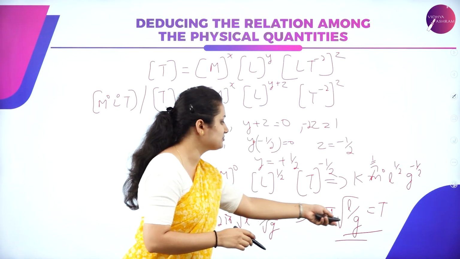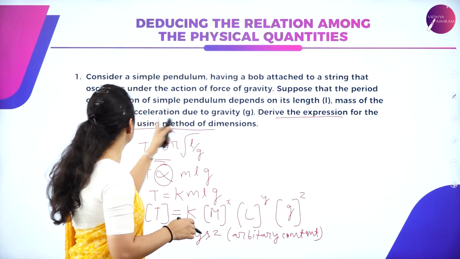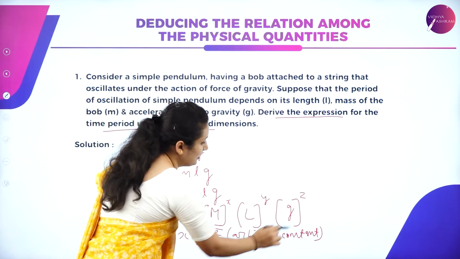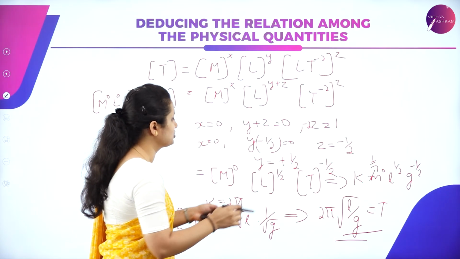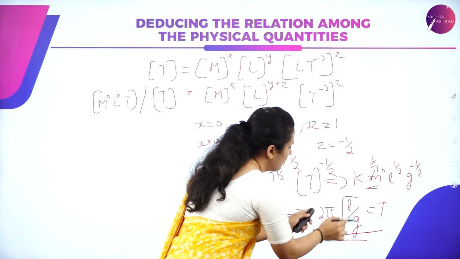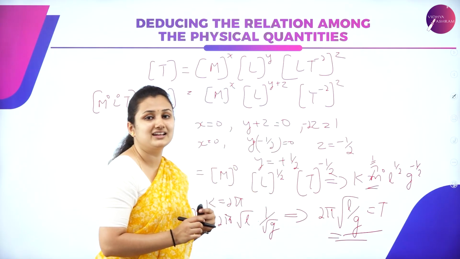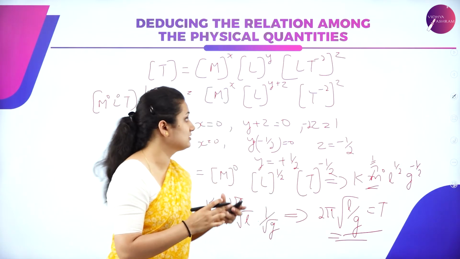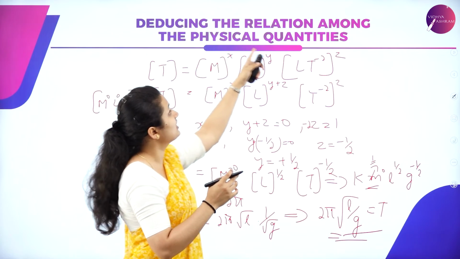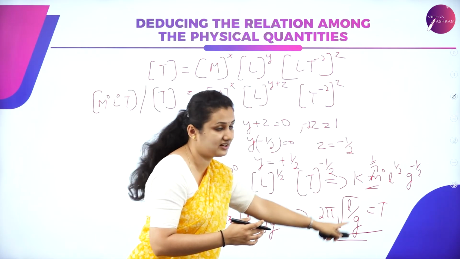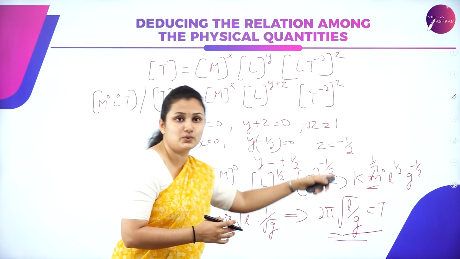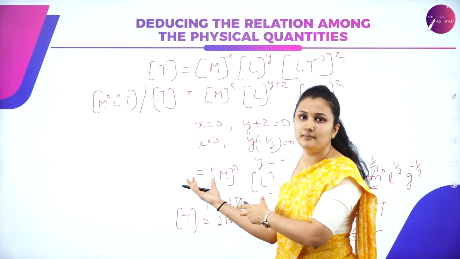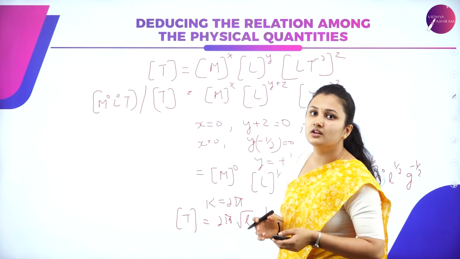They have asked me to find the expression for time period using the method of dimension. This is the method of dimension. Using it, on substitution, I have found the expression for calculating time period of oscillation. This is how we deduce the relation, using the physical quantities given in the problem. So analyze, understand, and put it down on paper. This is how you solve the numerical.